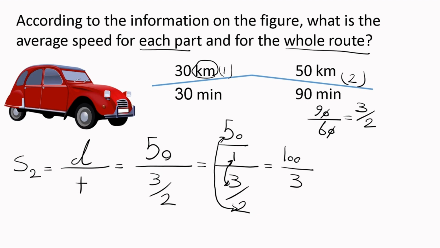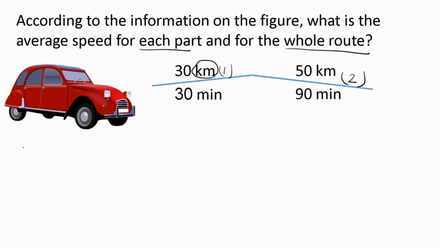So the answer will be 100 over 3 kilometer per hour. And this is the average speed of the second part. Now we want to calculate average speed for the whole route. We are going to use the same formula, which is d over t.